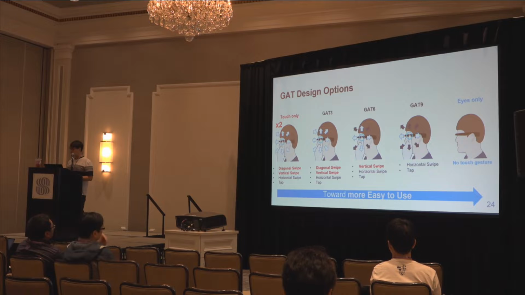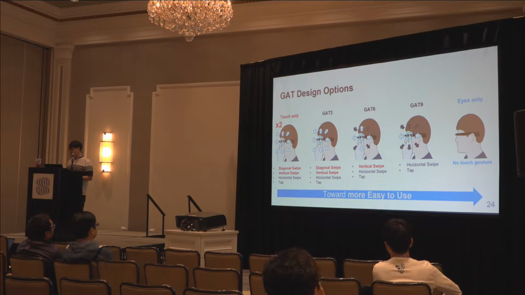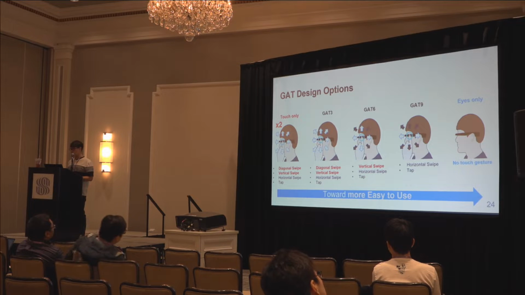In the case of diagonal swipe gestures, it is known that they are hard to use on the temple because of the narrow form factor. In our pilot study, vertical swipe gestures were also hard to use for the same reason. So we made the GAT options to eliminate those hard-to-use touch gestures first.